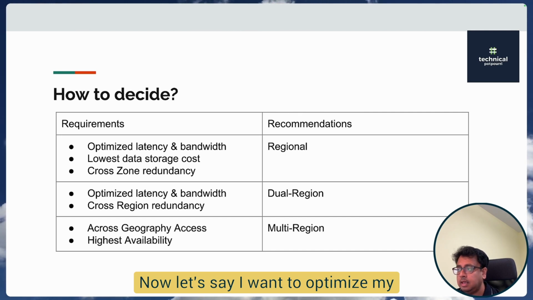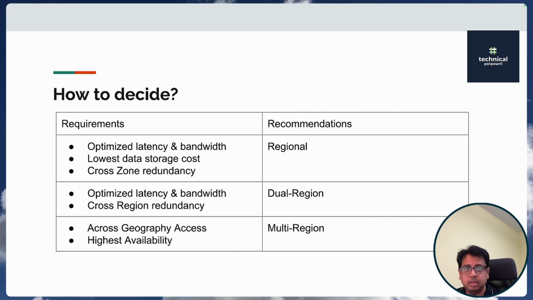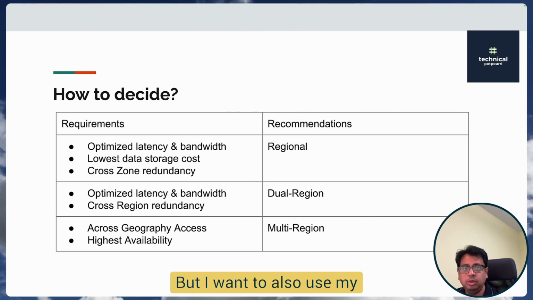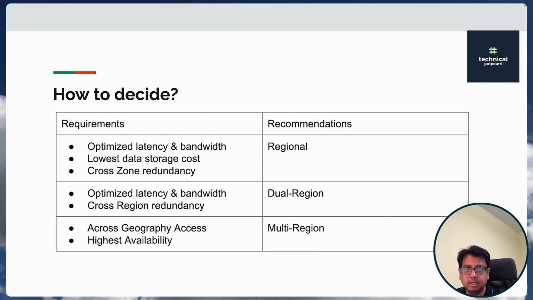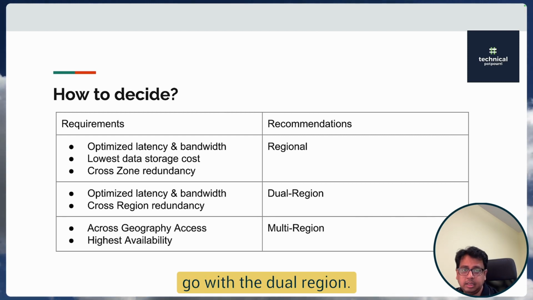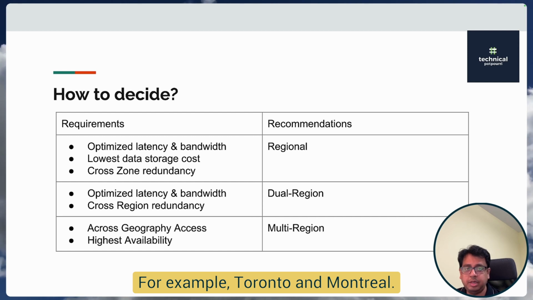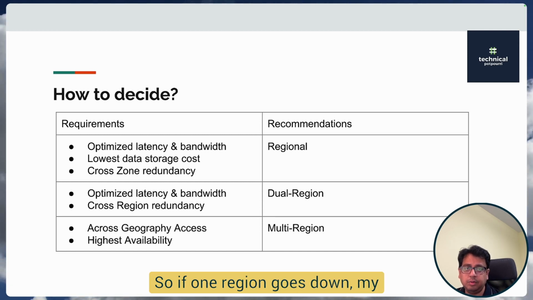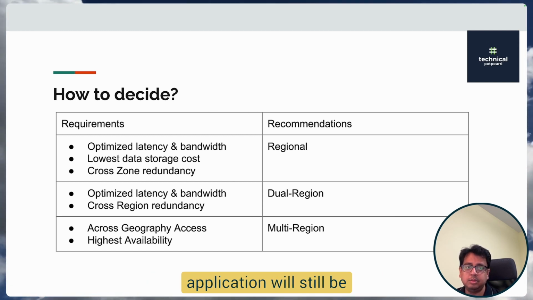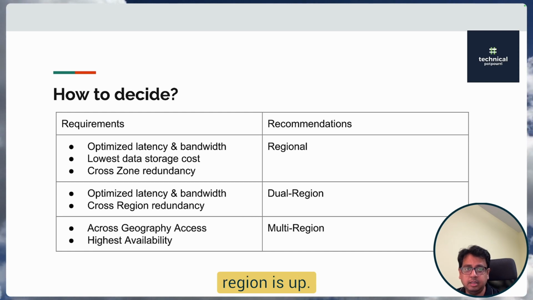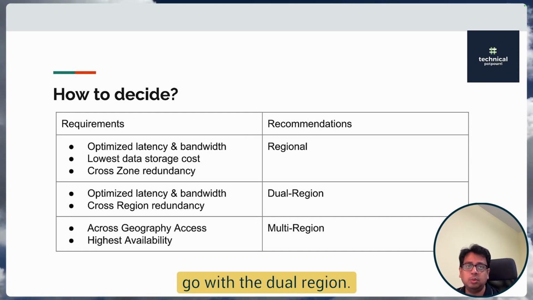Now, let's say I want to optimize my latency and bandwidth, absolutely, but I also want to use cross-regional redundancy. In that case, I'll go with the dual region. For example, Toronto and Montreal. So it's a dual region. If one region goes down, my application will still be served because my Montreal region is up. So in that case, I'll go with the dual region.